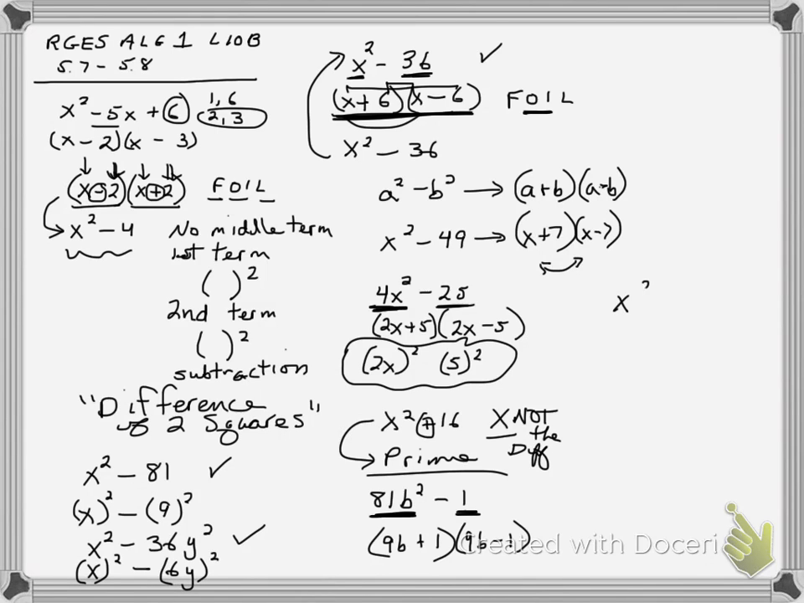What if I had x squared minus 12? Well, this is x squared, but is this anything squared? No. So this is prime. It's not a perfect square. It cannot be factored into two binomials. I think you have enough there to go ahead and do those problems and check them. Come to class with any questions, but I think that's a pretty straightforward idea.